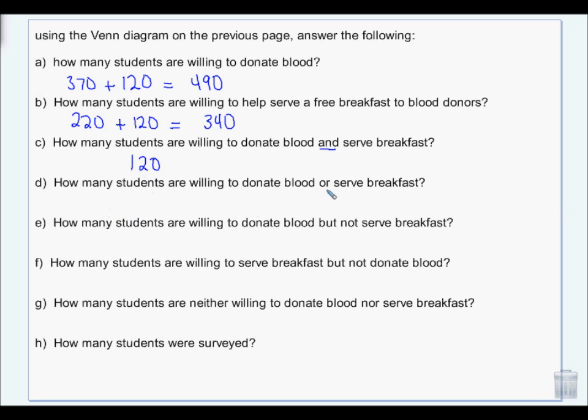Now we go to the "or." "Or" is all of A and all of B. So I have to add the 370 and the 120 and the 220. So that gives me 710 students are willing to help out in some way, donating blood or serving breakfast or both.